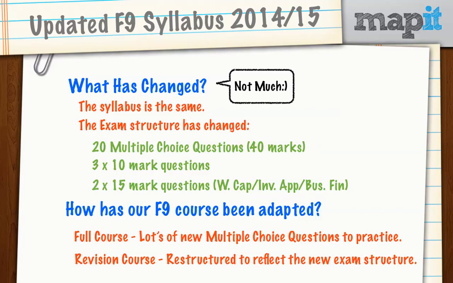So what do you need to know about this? Syllabus content exactly the same. Exam structure has changed to 20 multiple choice questions, then 3 10-mark questions from any area of the syllabus, and then 2 15-mark questions from working capital, investment appraisal, and business finance. So hopefully, if you go through our courses, it will fully prepare you for the exam and you can pass it and move on to the next one.